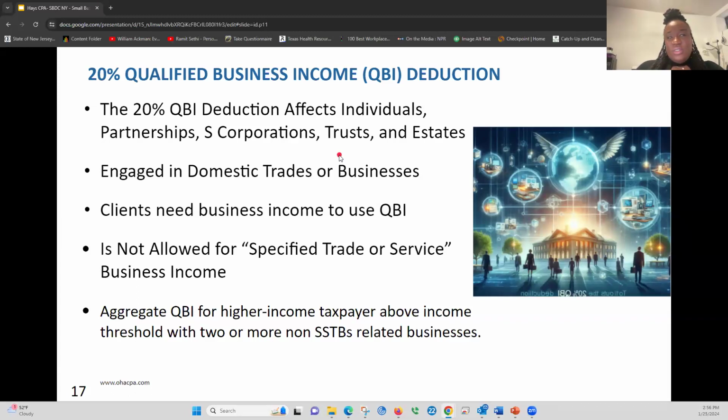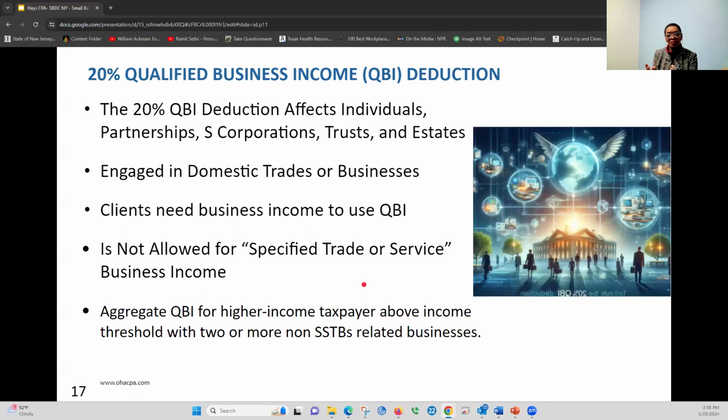We are not allowed to take it if we make more than, I think, $325,000. It's a little more complicated, but in the simplest form, it's 20% of the business profits that you're allowed to deduct on the first page of your 1040, whether or not you itemize your deductions.